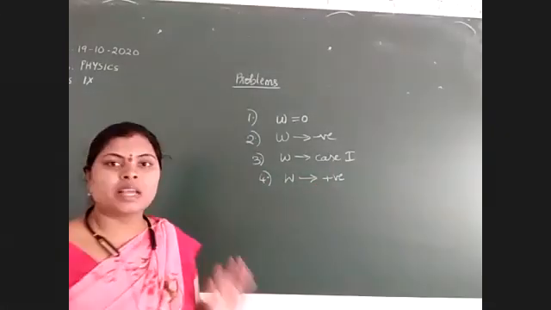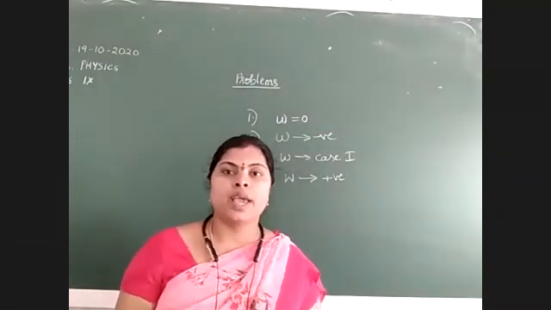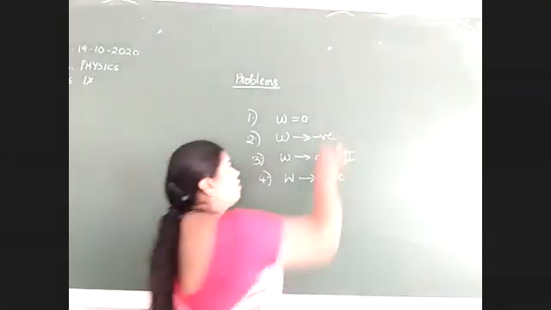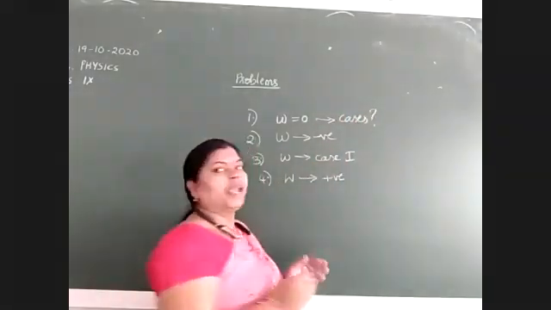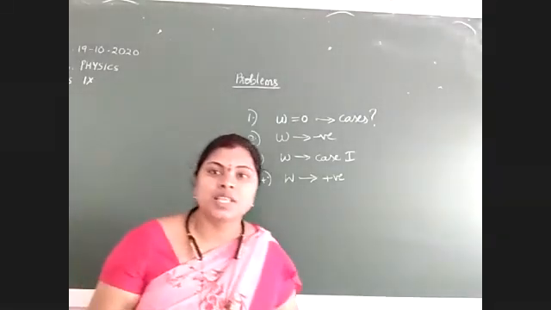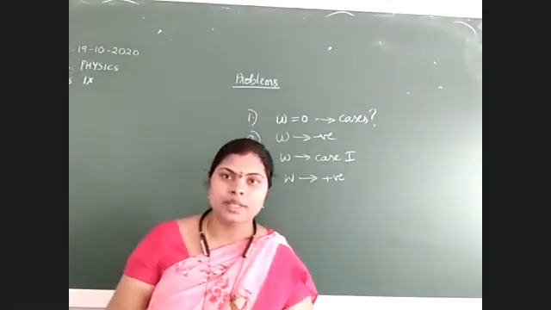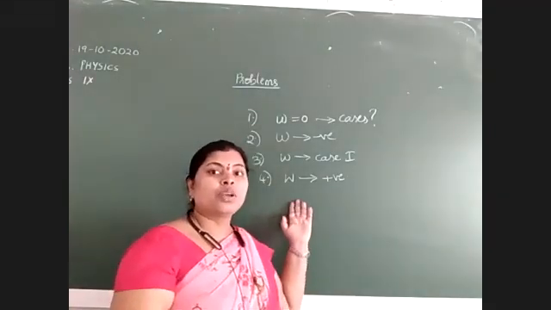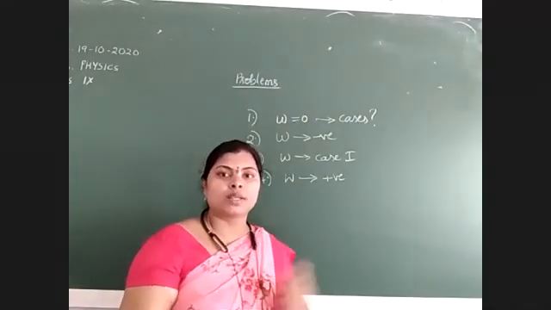Are the questions clear for everybody? From the above table, you need to say in which cases work done is 0, in which cases negative work is done, in which cases positive work is done, and in case 1, what is the work done? These are the 4 questions. Each of the 4 questions will carry 1 mark. You can expect it in the 4 marks.